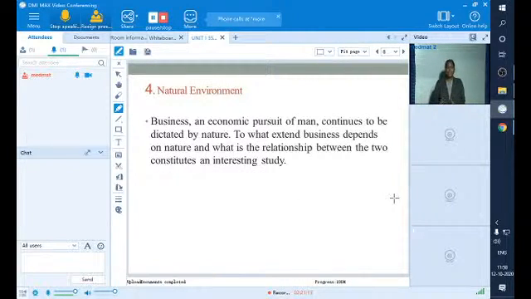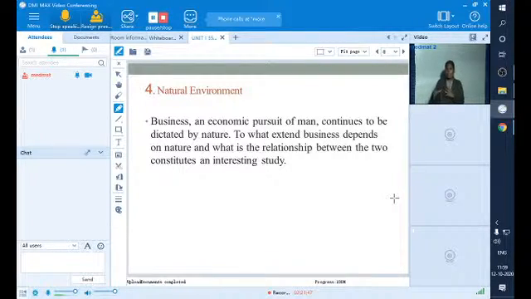And the fourth one is the natural environment. Business and the economic pursuit of man. We can say the economic pursuit of a man continues to be dictated by nature. Based on nature we are going to do the business. I'm a businessman, so if I go outside, they will call me a businessman. They will give an authorization for me. That is what we can call the economic pursuit.